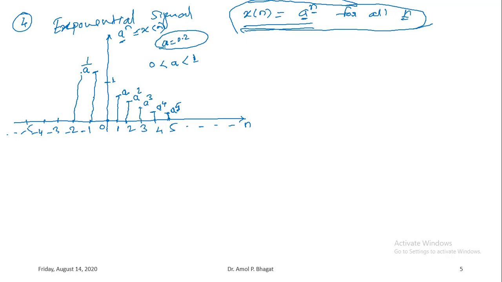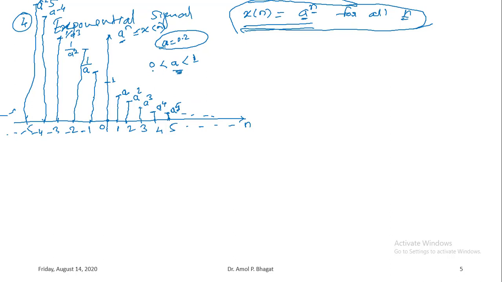Similarly, when I am substituting n equal to minus 2, it will be 1 upon a square. So this value will be greater than 1 upon a. Similarly, when I substitute minus 3, then minus 4, I can indicate a to the power minus 4 or 1 upon a to the power 4. Then this will be 1 upon a to the power 5 or a to the minus 5, and so on.